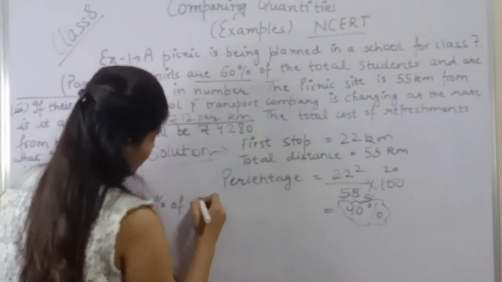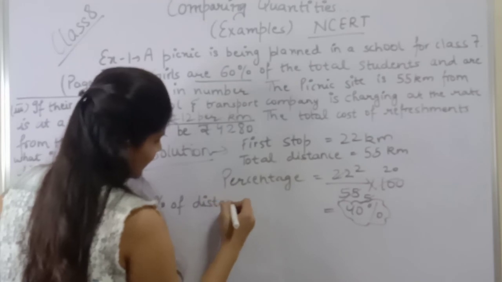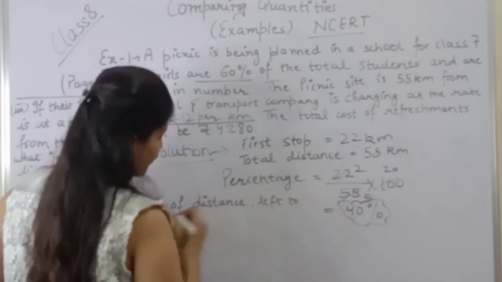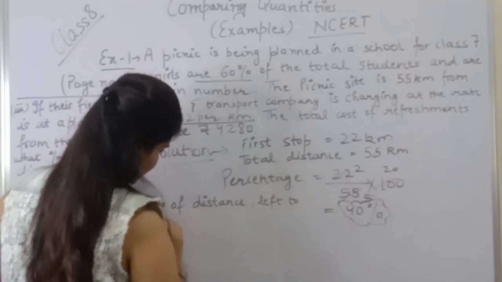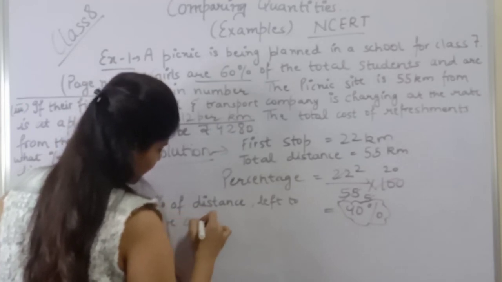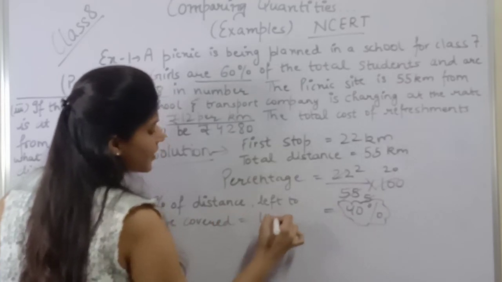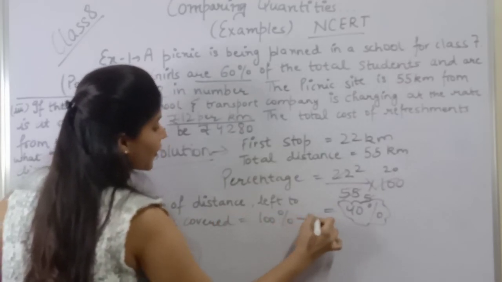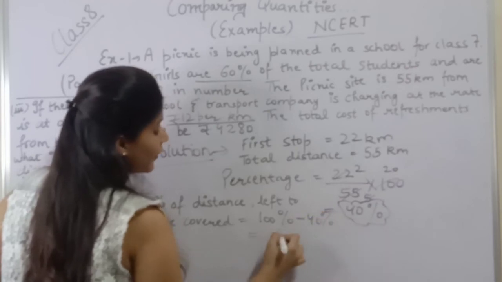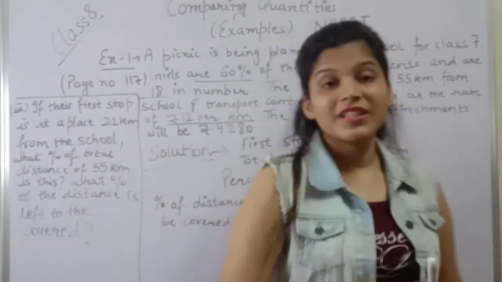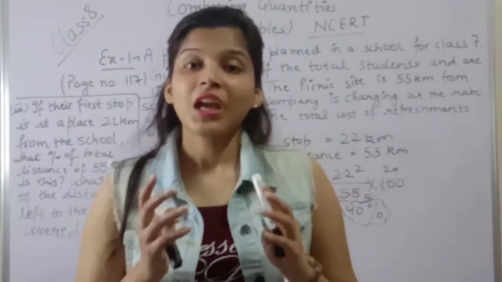Percentage of distance left to be covered equals 100% minus 40%. So we will get 60%. It means 60% of the total distance is still left to be covered.